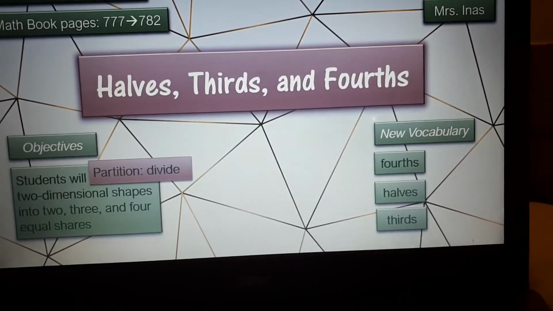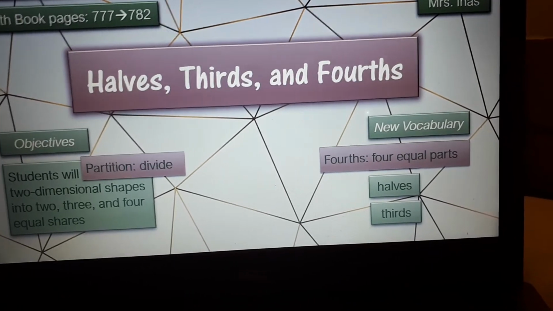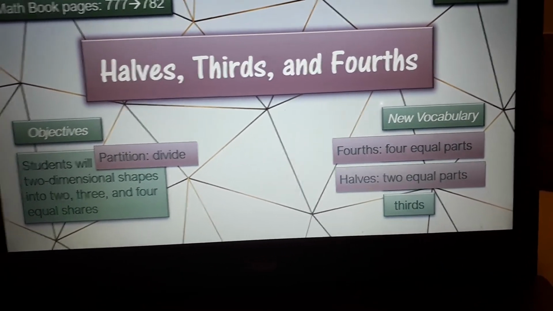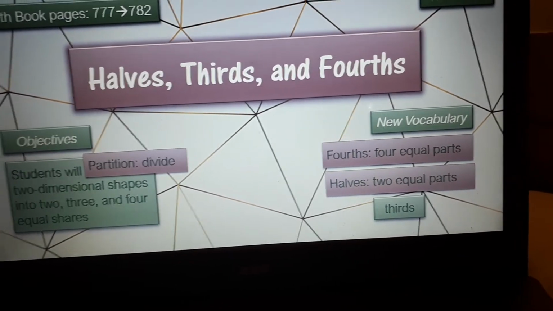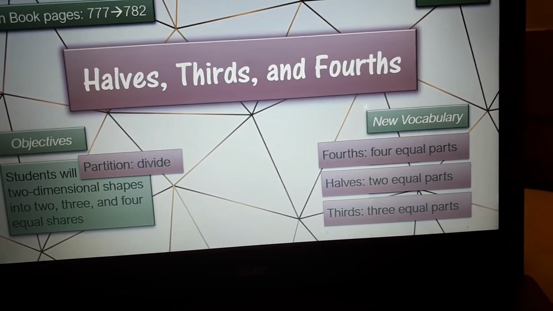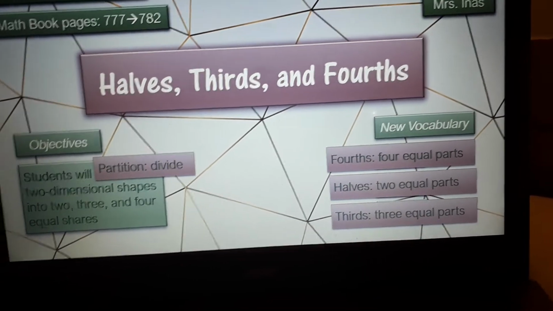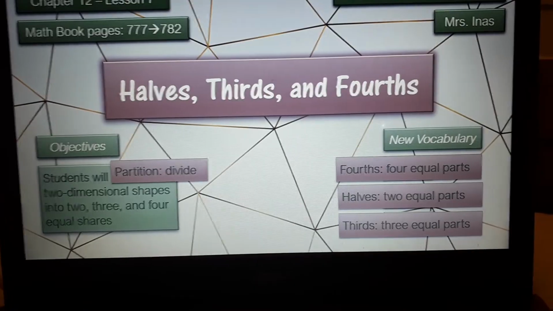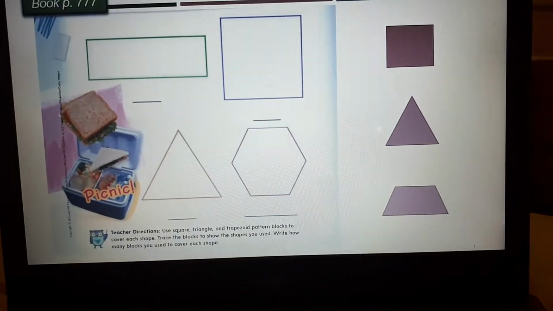What do you mean by fourths? Fourths, 4 equal parts. Halves, 2 equal parts. Thirds, 3 equal parts. Now you will learn more what we mean by these 3 new vocabulary words.